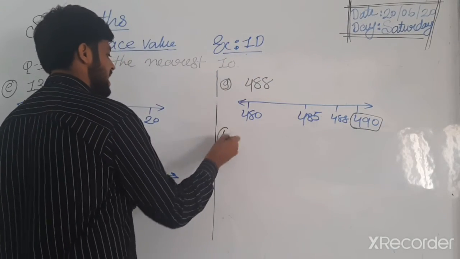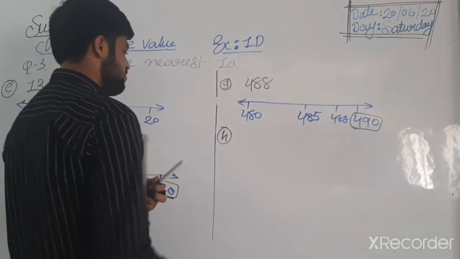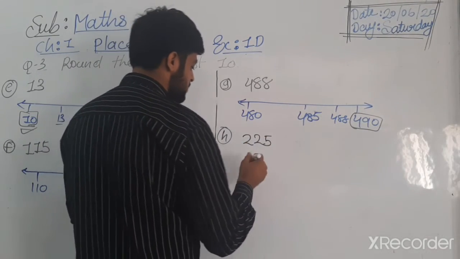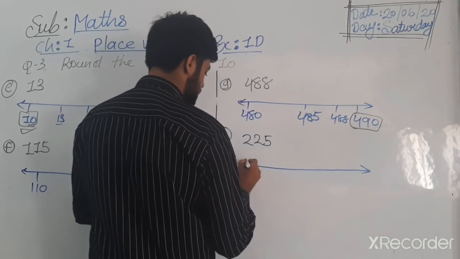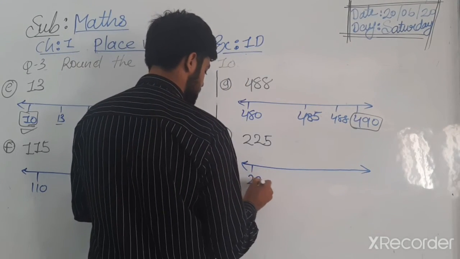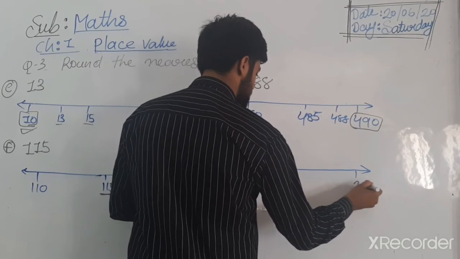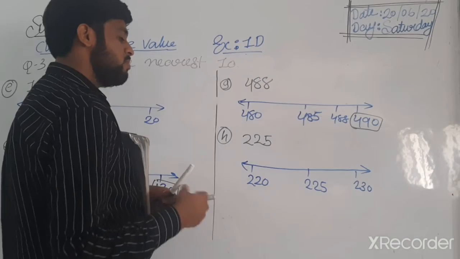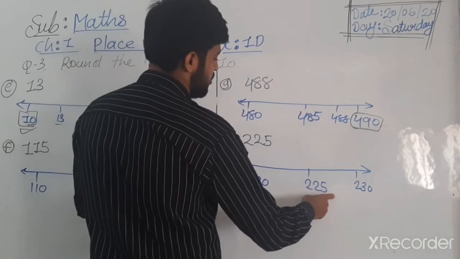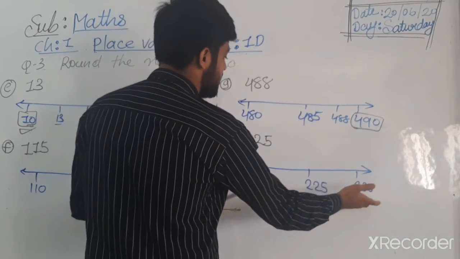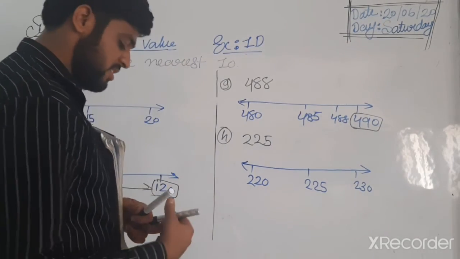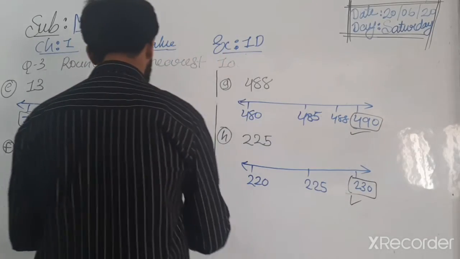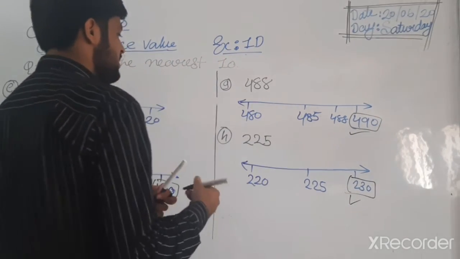Then our question H. Question H is 225. Let's check on a number line. 220 and 230. In between which number? 225. So what is our rule? Whatever is nearest after the midpoint. Which tens is nearest? 230. That's why we round to 230. Our answer is 230.